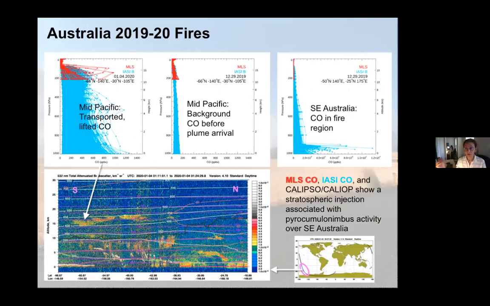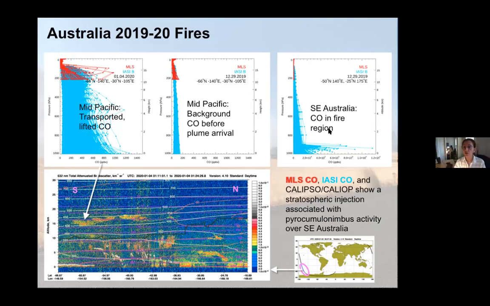And not only did it go high in the troposphere, it went into the stratosphere, as shown by, in this case, Calypso Calliope data here, and this is the location. So we are looking at a region in the middle of the Pacific, east of Australia. So if we look at CO, in this case from IASI in blue, and from MLS. MLS is another instrument that measures different gas species in the upper troposphere and in the stratosphere.